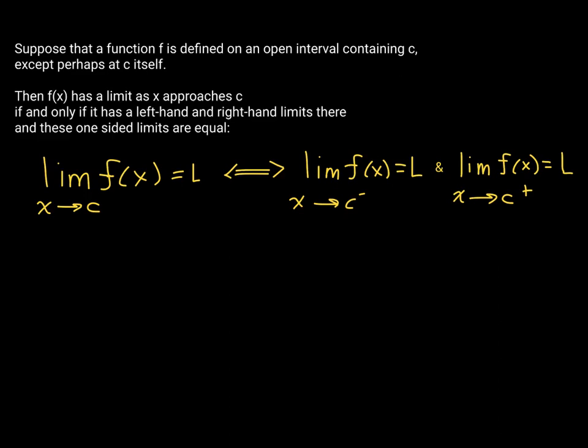If you can show that this one-sided limit is L and this one-sided limit is L, that must mean that the two-sided limit is L. And that works the other way around. If you can show that the two-sided limit is L, that must mean that this one-sided limit is L and this one-sided limit is L. So this statement works in both directions, if you will.